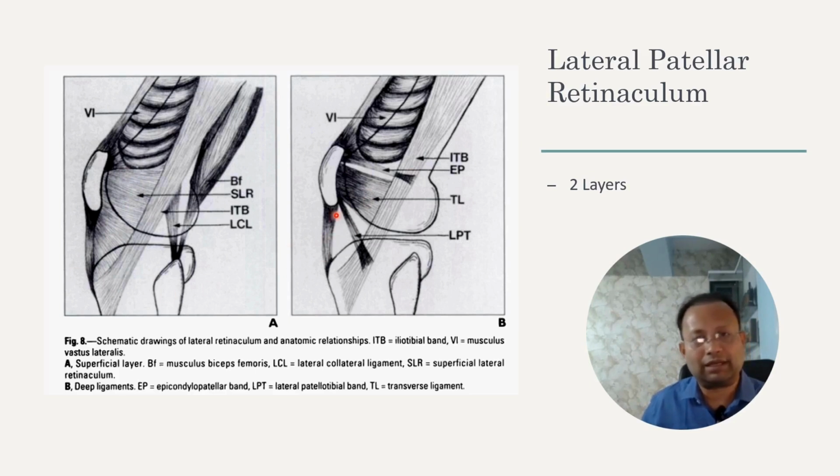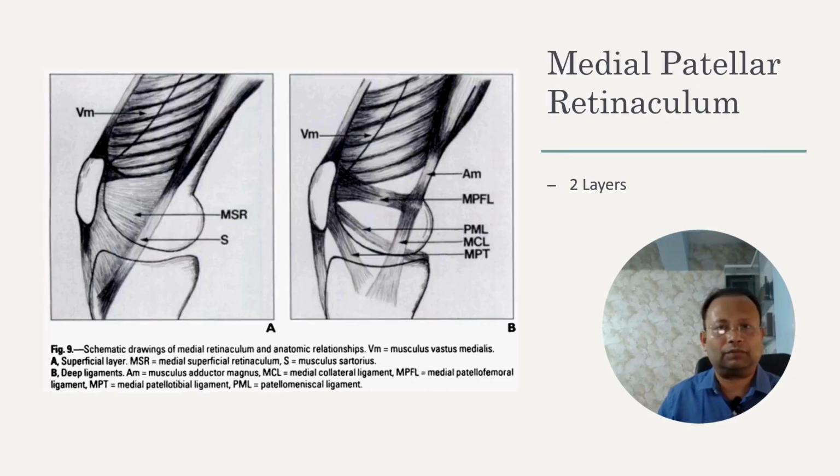The deep band also has slips which come up to the tibia or up to the lower end of the femur, and ultimately this comes to the iliotibial band also. So this has different slips. We can remember that the patellar retinaculum is present in the lateral side and medial side both, and it has superficial and deep layers.